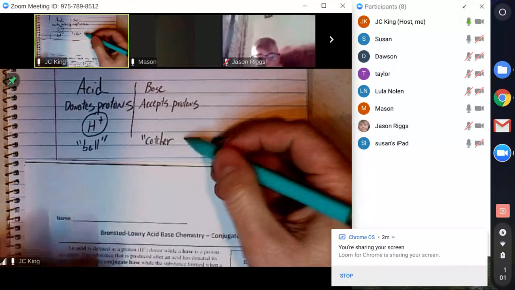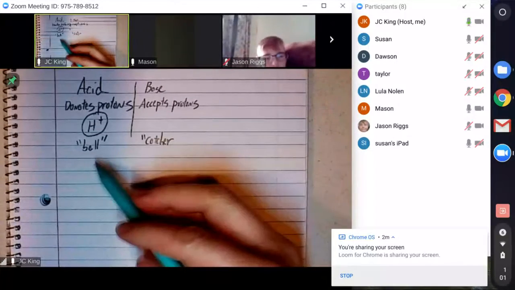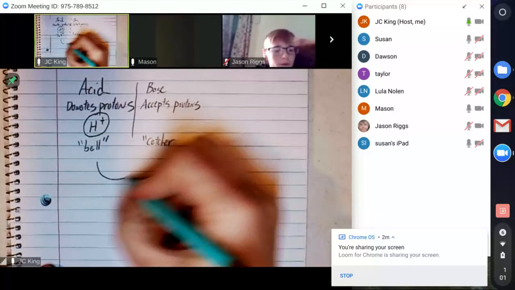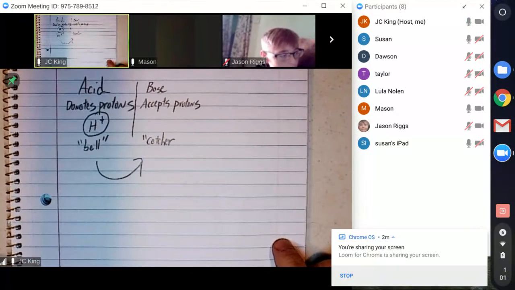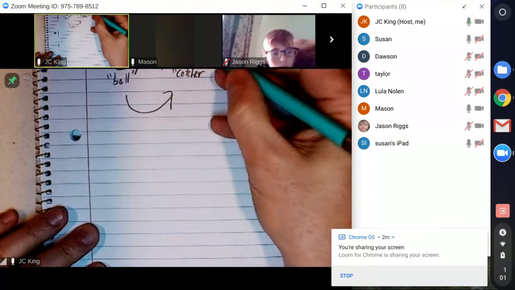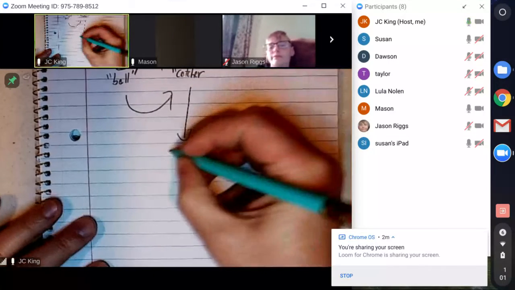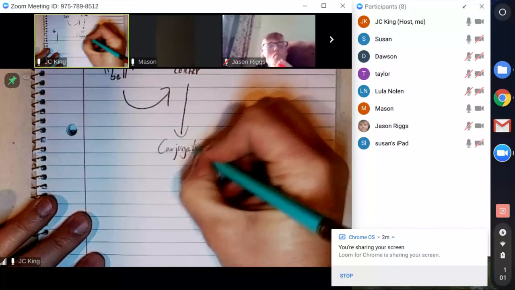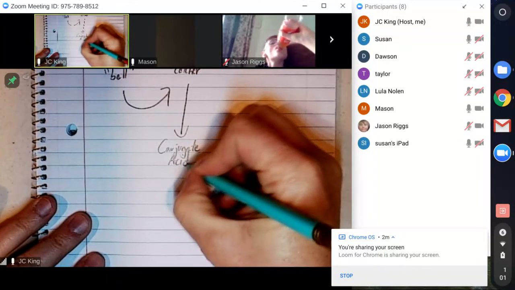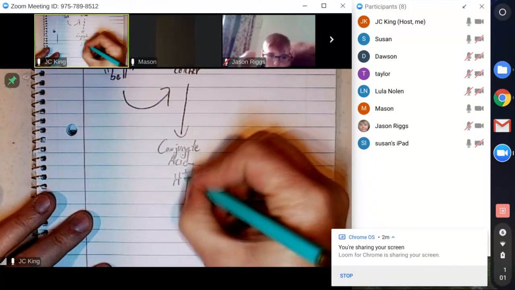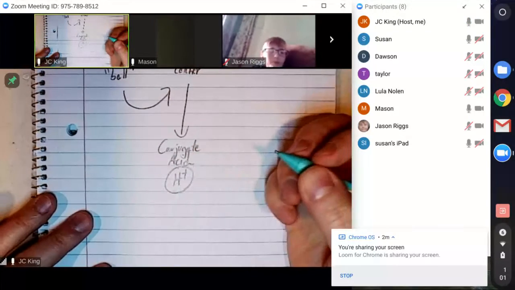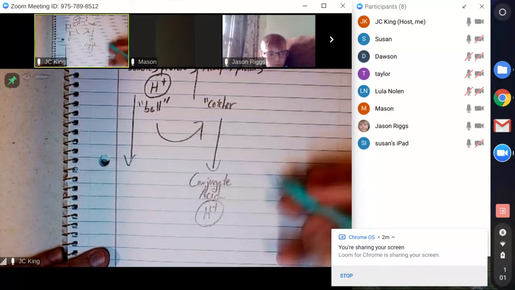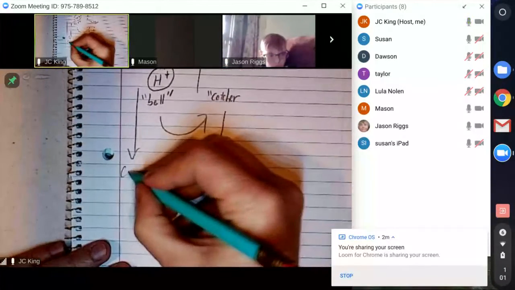Now, the thing about that, though, is that after the proton gets thrown over to the base, then the base is going to become what's called a conjugate acid. And the reason is he's got the ball now. And our acid is going to become something called the conjugate base.